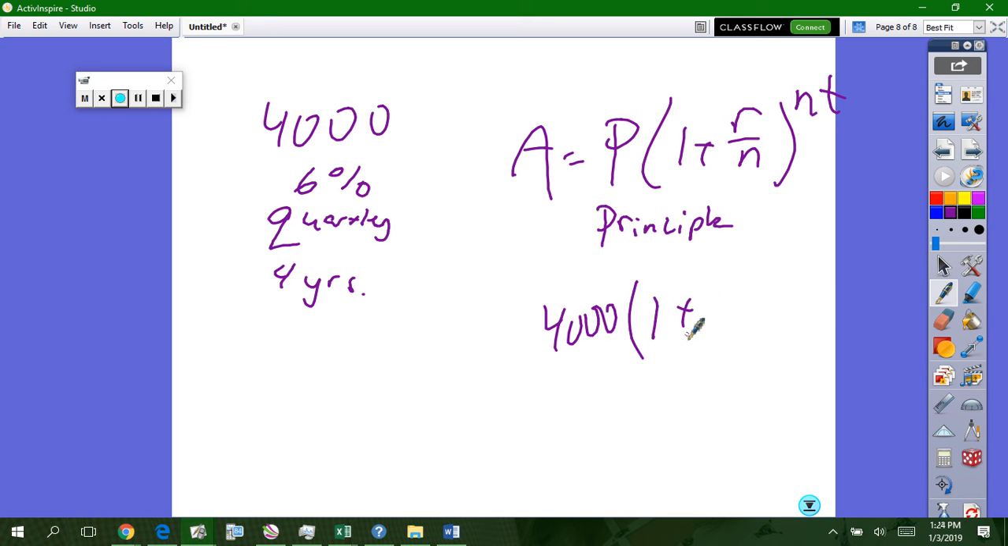What do you think the R is? That's pretty obvious. The rate. Now I need to write that rate as a decimal. So I have 6%. What is that as a decimal? 0.06. Thank you, Heidi. N represents the number of times it compounds in a year. So if I said quarterly, what am I going to put up there? 4. It happens 4 times a year.